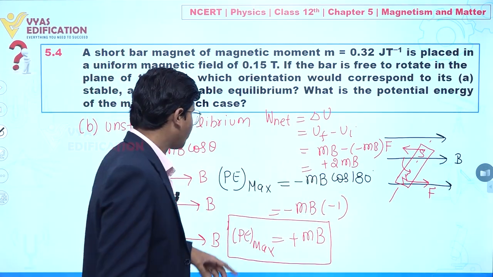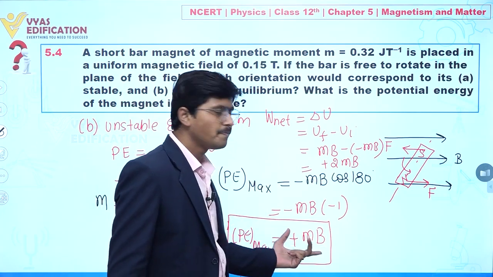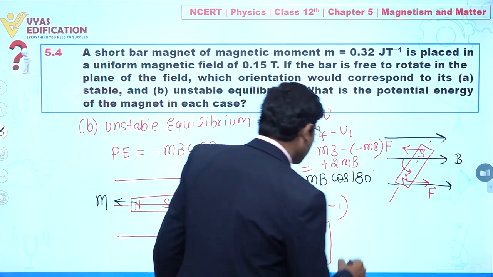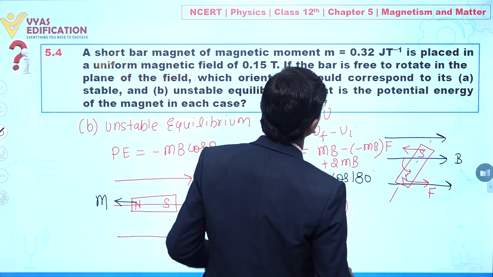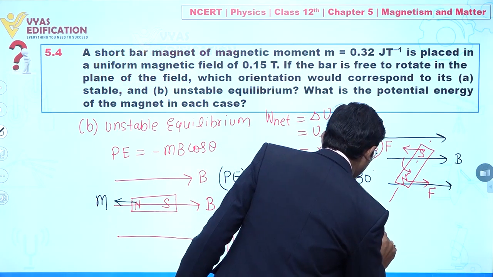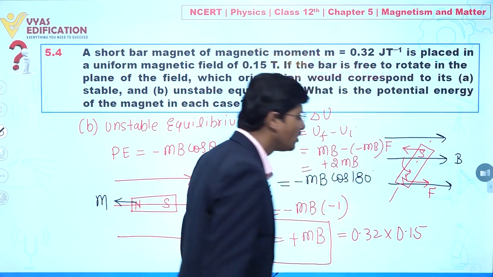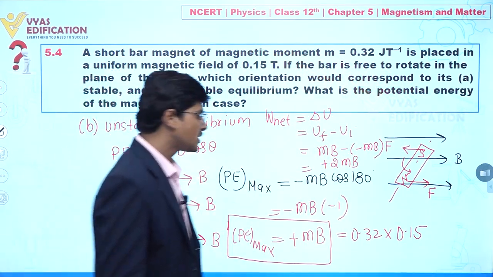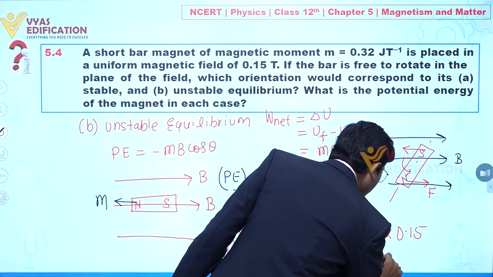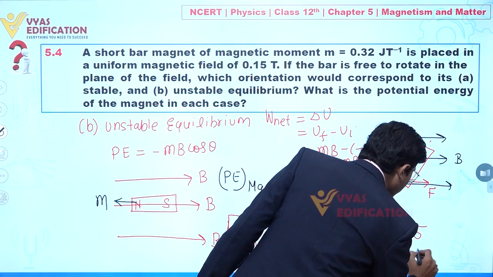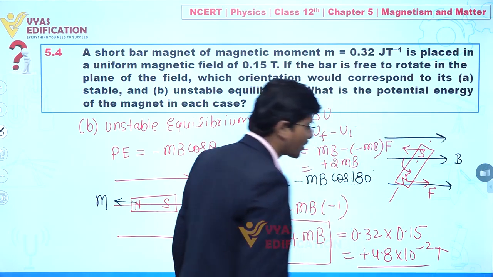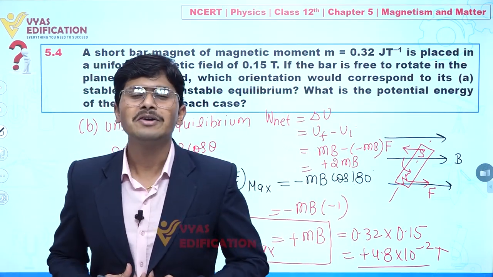Now you can put in all the values, plus mb. The value of m is given as 0.32, multiplied by 0.15. You will get the same value again, but now positive: 4.8 into 10 to the power minus 2. So this is all about this question.